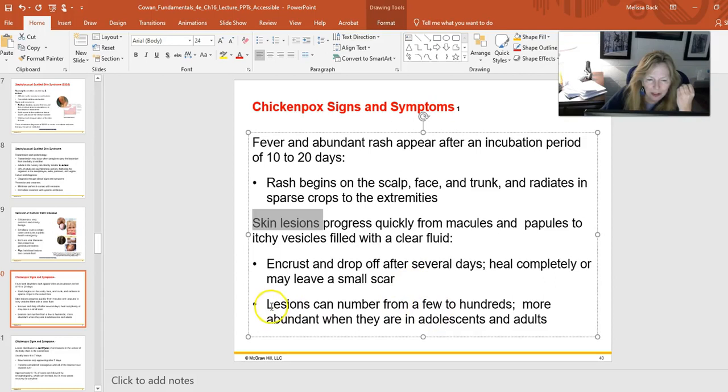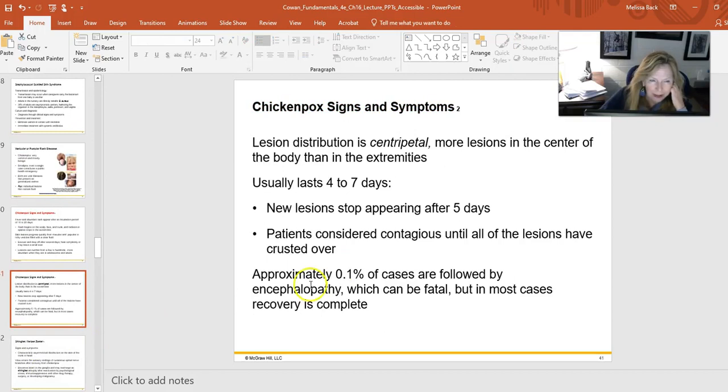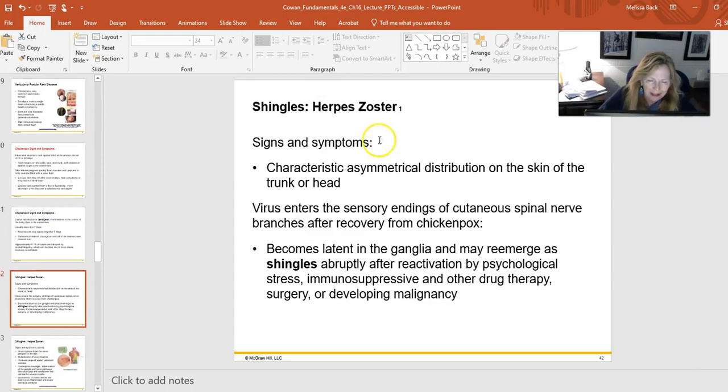So the lesions can number from just a few to hundreds. There are some people who've had chickenpox who didn't even know they had it, because the parents may have never known. They may have had such a mild case of it with such few pox lesions that it went undetected. And so some people actually have natural immunity because they had it, and or they've had the immunization and then have immunity because of that. So anyway, you can look at some of these things about chickenpox.